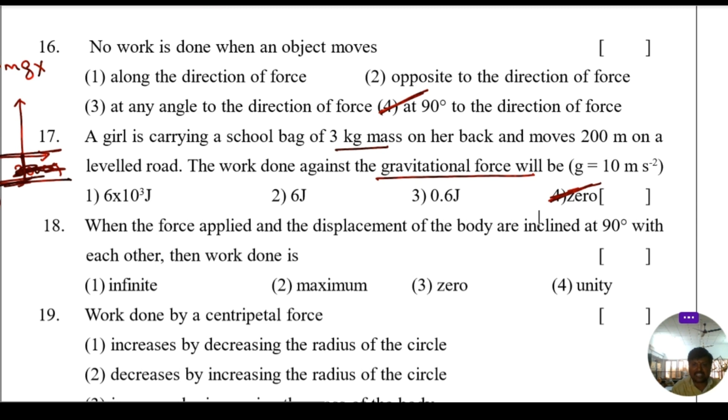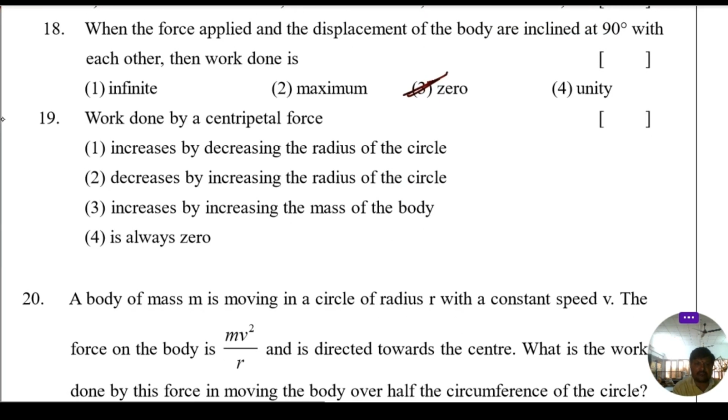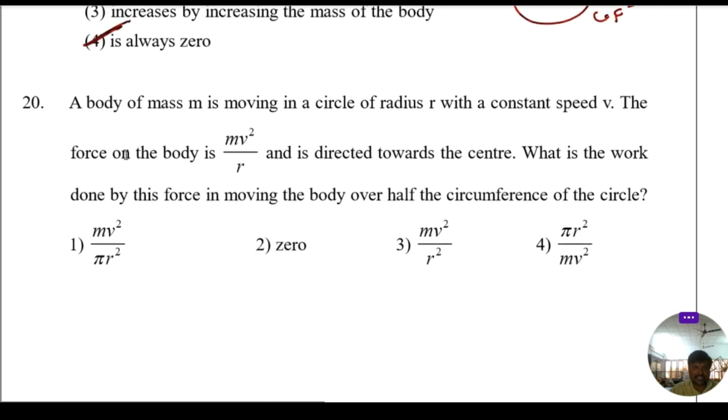When the force applied and the displacement of the body are inclined at 90 degrees with each other, then the work done is 0. So 18th one, option 3 is 0. Next, 19th: work done by a centripetal force. We know very well, centripetal force is the force which always changes the direction of motion of the body, and it always acts towards the center of the circle. And here see the direction of displacement. Then work done by centripetal force is 0, because the direction of force and direction of displacement are perpendicular to each other. That's why work done by centripetal force is always 0. Next, 20.